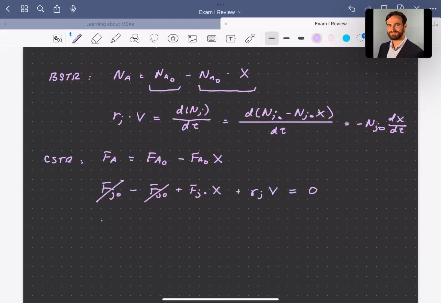And oftentimes we will solve this for the reactor volume. So in that form, the reactor volume is going to be Fj naught times the conversion divided by the rate of consumption of that species J.